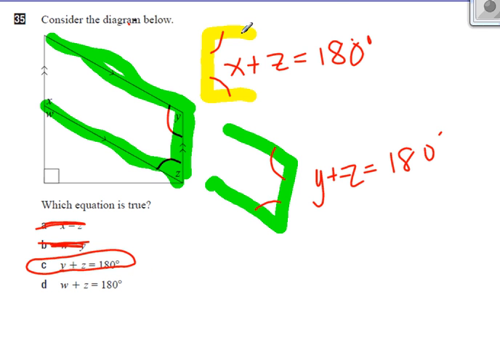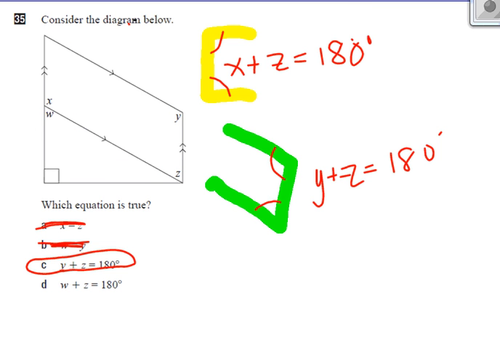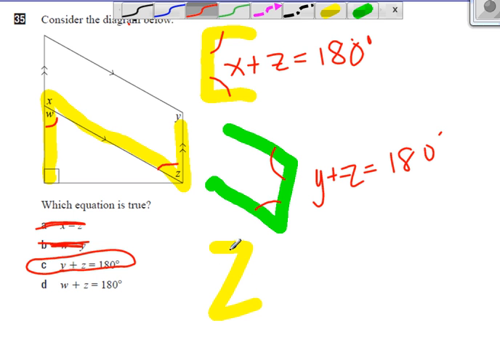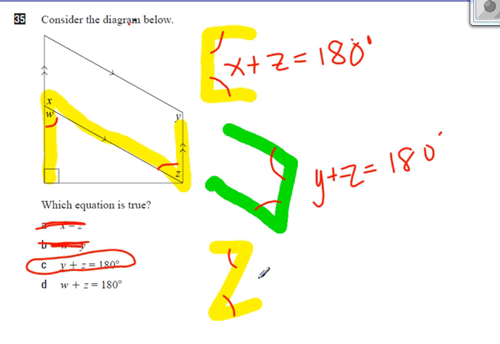Okay, so let's double check, since we have time, what D says and make sure we understand why that's false. D says, is it true that W plus Z equals 180? Well, if I look at W and Z, I see this pattern. There's Z and there's W. That's a Z pattern like this. And in a Z pattern, the armpit angles or elbow angles are the same. So W would equal Z, not add to 180. So D is not true. And again, I already knew that because I knew that C was true. So I hope that helps.